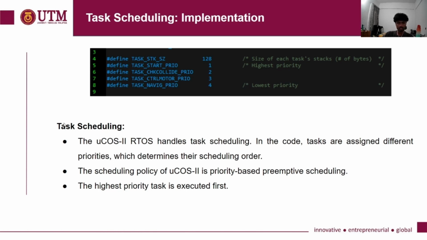Here we can see how the concurrent design is implemented in the code, firstly the task scheduling. We have all the tasks defined here with their priorities. It handles the task scheduling and assigns different priorities according to the defined values. The scheduling policy is priority-based and preemptive scheduling, and the highest priority task is executed first.